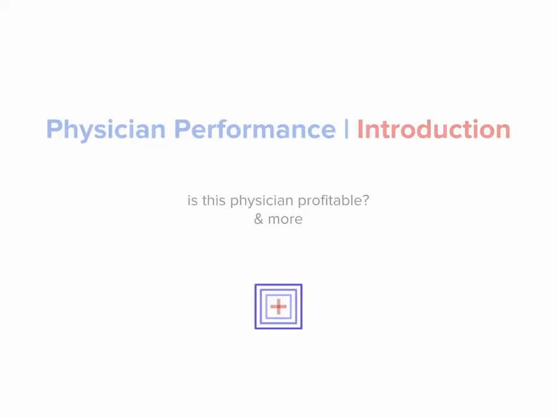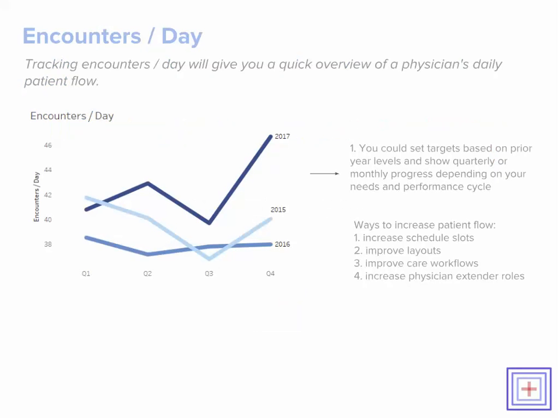Alright, so here's a quick introduction into physician performance, helping you understand questions like, is this physician profitable, and more. Before we jump into profitability, we have encounters by day. Encounters are going to drive a large portion of a physician's profitability, so tracking that over time is useful. Here on the vertical axis we have encounters by day, and on the horizontal axis we have the quarters.